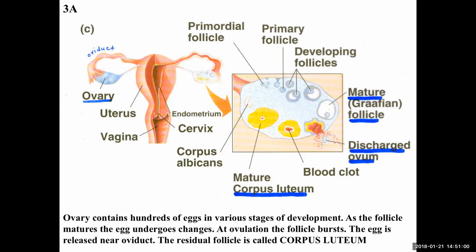When ovulation occurs, the egg passes across the space and into the oviduct, where there's cilia that help move it towards the uterus. If fertilization occurs, it occurs in the upper third of the oviduct. Okay? So fertilization occurs in the upper third of the oviduct.